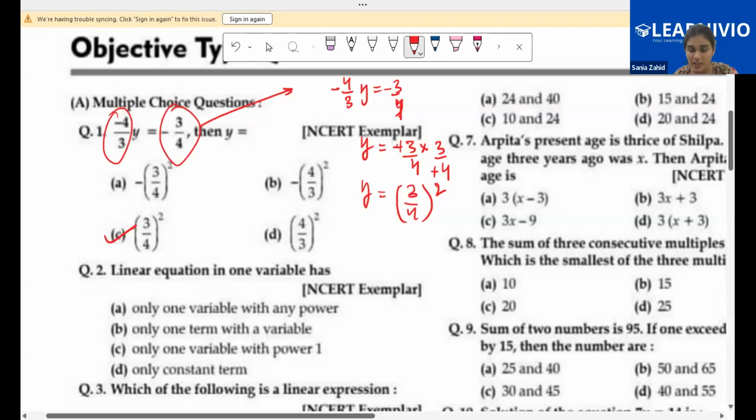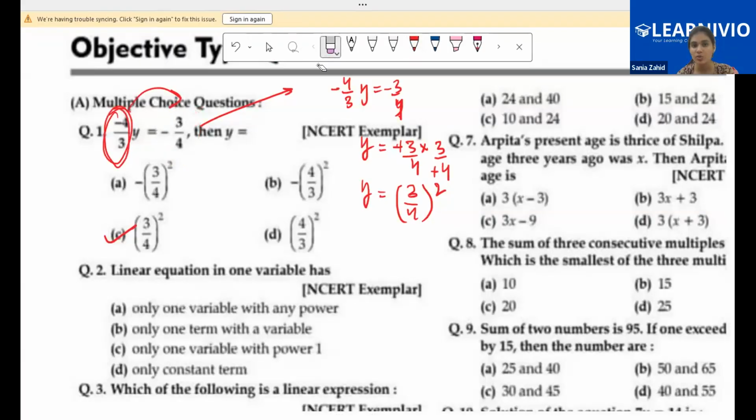Children, just try to understand this and tell me if you understand or not. No, ma'am, can you explain it again? See, Kumar, I did not do anything different. I just transposed this number on the other side. I am just transposing.